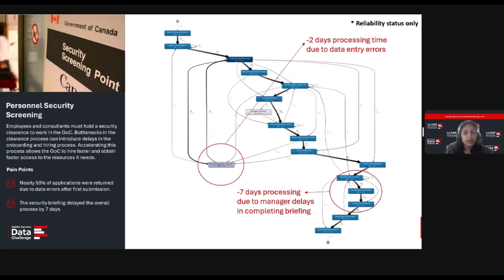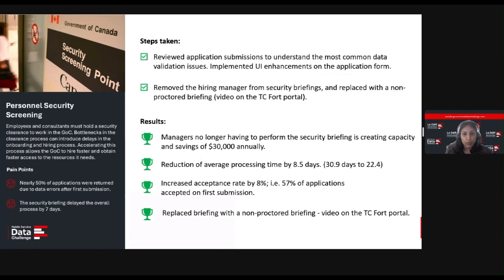To mitigate this, a forward-thinking recommendation was put forth, replacing the traditional briefing with a non-proctored video briefing accessible through the applicant portal. So this strategic shift not only expedited the process, but also yielded tangible benefits, freeing up managers from the time-consuming task and generating annual savings of $30,000.